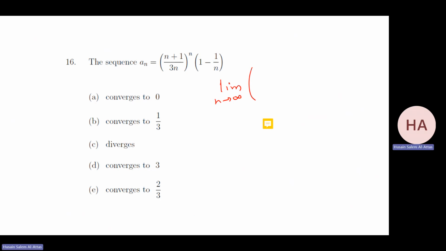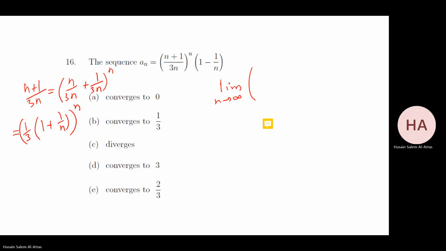Yeah, we need to rewrite this: n plus 1 over 3n. It will be n over 3n plus 1 over 3n, to the power n. So that is what? I can take 1 over 3 as a common factor, and the remaining is 1 plus 1 over n, all of this to the power n. Is it? Yeah, it's correct.